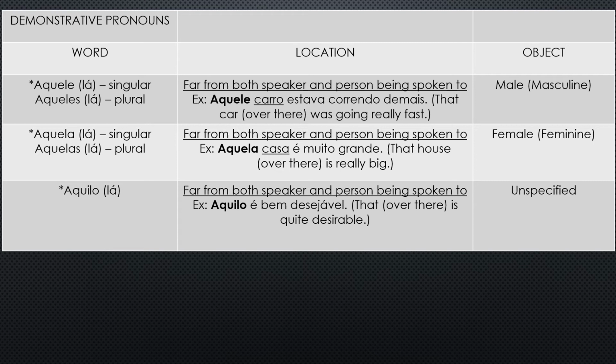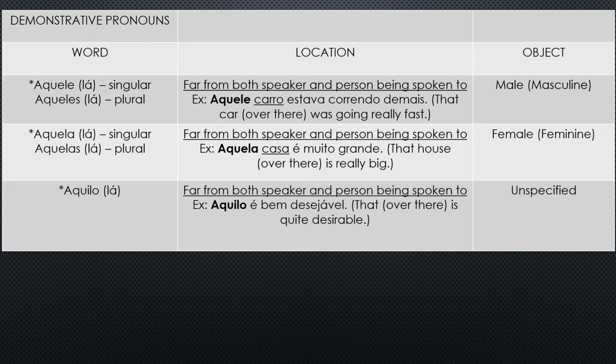Now, if it's a feminine word and it's singular, way over there, then it's aquela. And if it's feminine plural, it's aquelas. So the example: aquela casa é muito grande. That house over there, away from both of us, is really big. So casa, feminine word, singular, so it's aquela. If it was casas, houses, multiple, then it'd be aquelas casas. Aquelas casas, way over there.